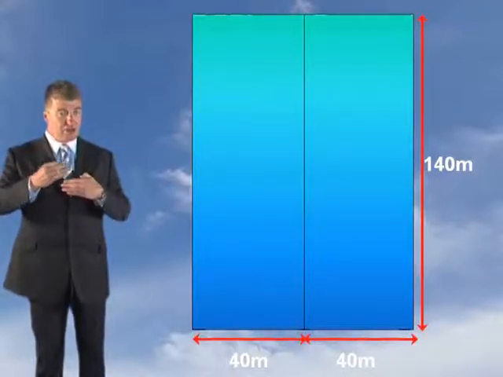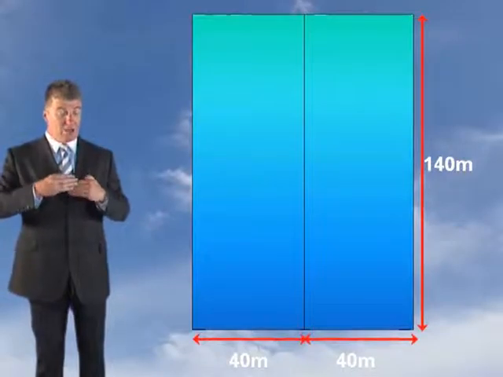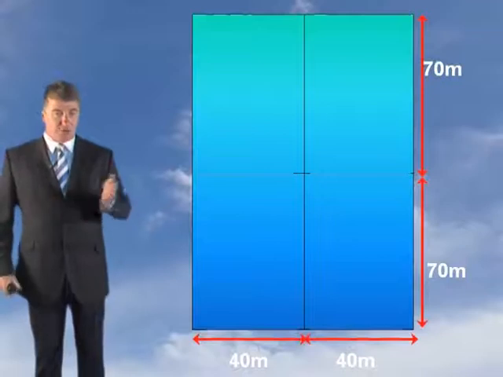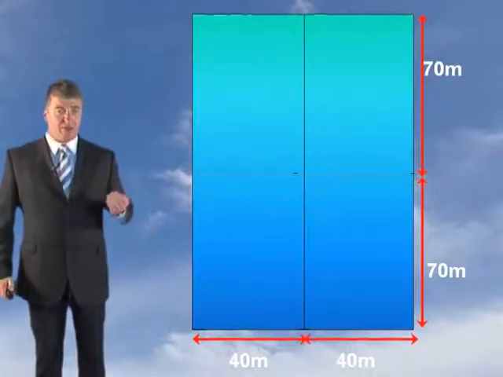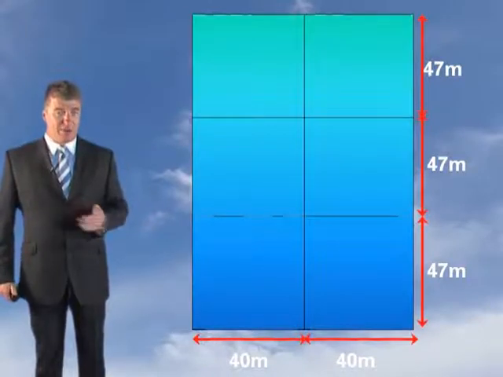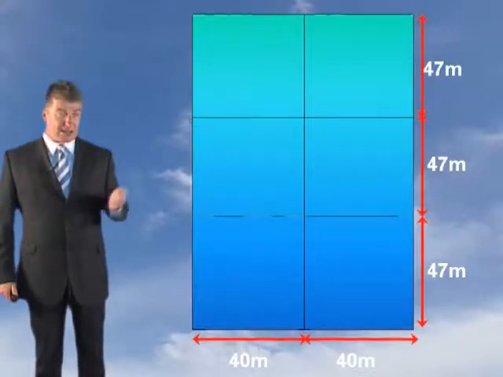Because it's 140 metres, you could argue, well, halfway through, 70 metres. Well, you can't have it 70 metres. So in this case, you would have to divide it by 3, which would give you 47 metres. So this is the size of the reservoir. You would have 6 reservoirs, 47 by 40 metres. That's what you would have in this situation.